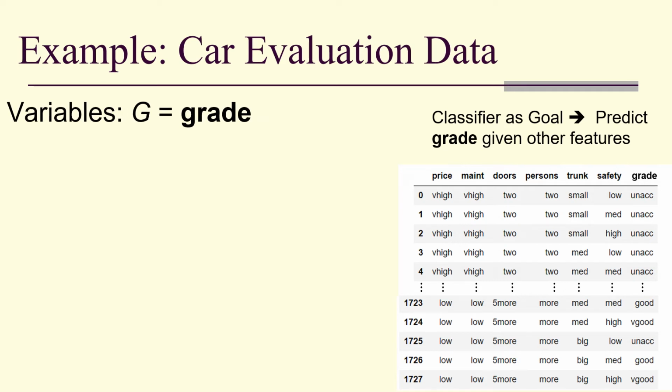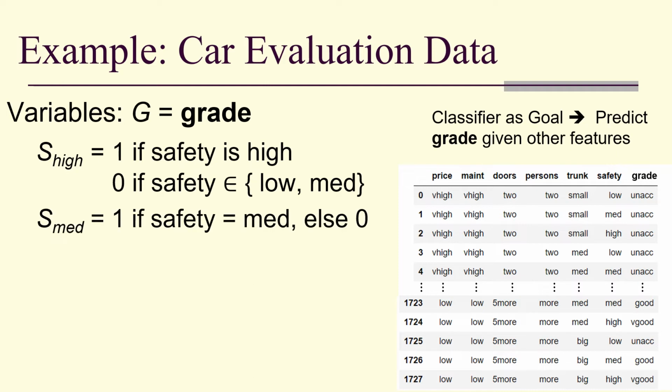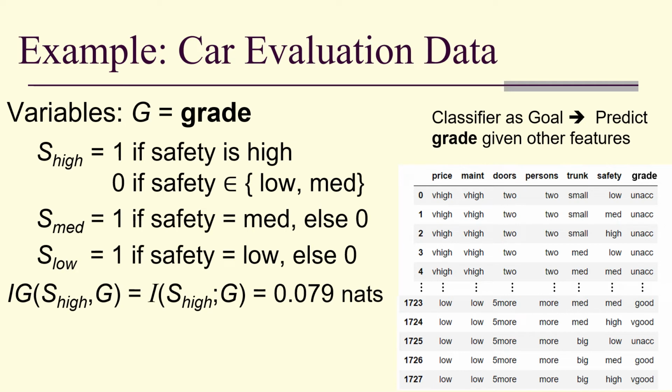So our variables, G is the grade, S high is 0 if the safety is low or medium, and 1 if the safety is high. That makes it into a decision rule. Medium is 1 if the safety is medium, otherwise it's 0, and so on and so forth. So we've changed set membership into these decision rules. And we can look at the information gain, and we notice that the information gain of S high given G is the same as the mutual information of S high given G, which is 0.79 nats.